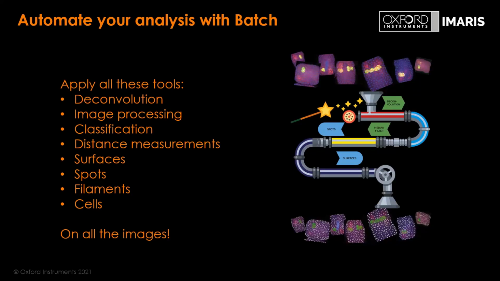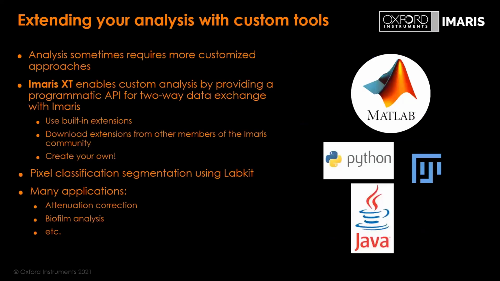All of those pre-processing steps that I mentioned, like deconvolution, median filter, background subtraction, those are batchable, as well as all of the objects that I mentioned, the surfaces, spots, filaments, and cells, you can include in your batch processing routine. Okay. And then finally, you can also extend your analysis with custom tools. So we have the native direct bridges to MATLAB, Python, Fiji, and Java. If you want to use those tools, you can include them in IMARIS or bring things from IMARIS, maybe at the end, back to Fiji and those kinds of things.